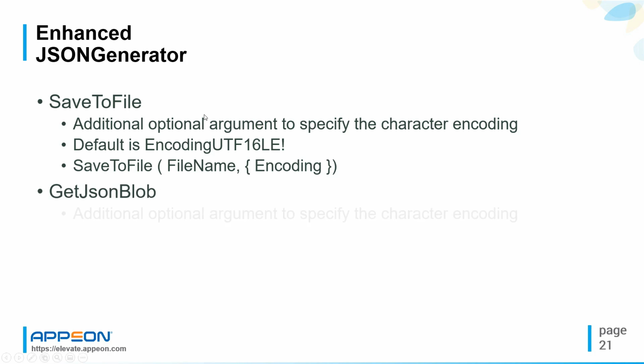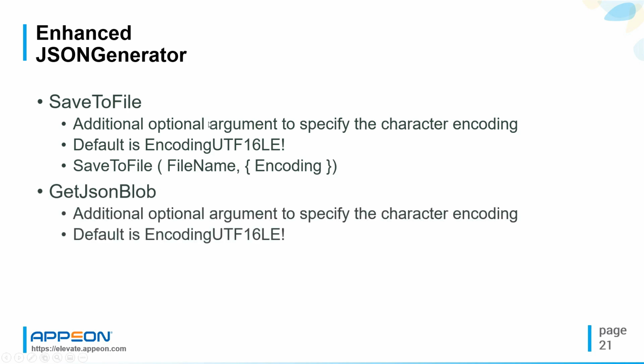Same thing for get JSON blob. There's no first argument. So get JSON blob will just get a blob, but that blob will be in UTF-16LE format by default. If you want it in some other format, then you need to actually specify that you want it in whichever other format you want it in.